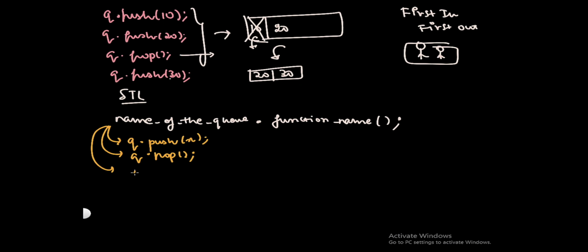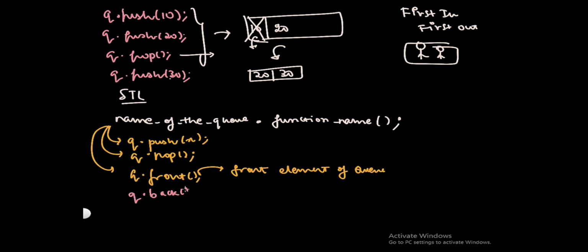Then we have q dot front. Now q dot front gives us the front element of the queue. Okay, and when we write q dot back, it would be giving us the back element of the queue.